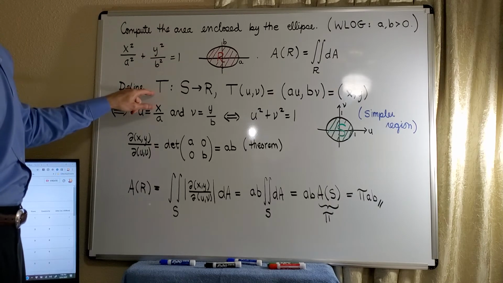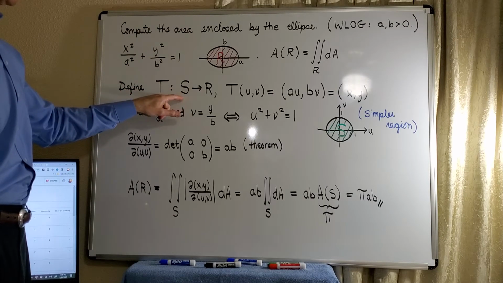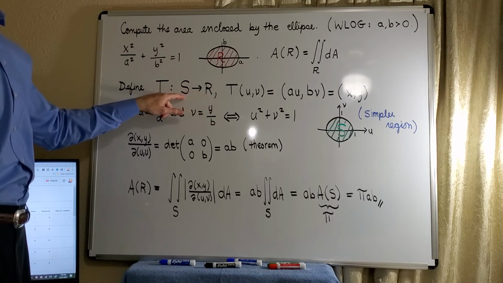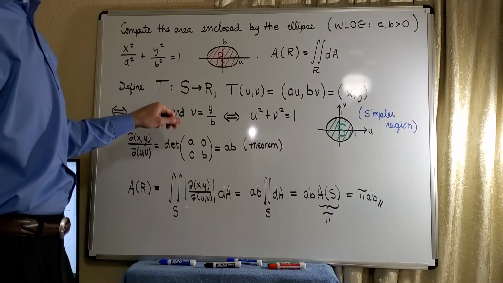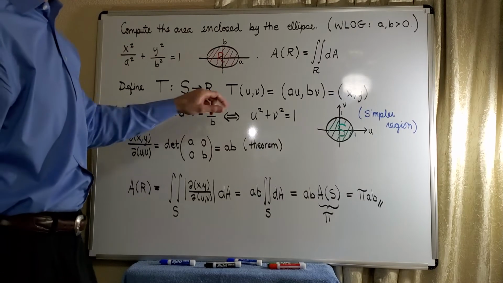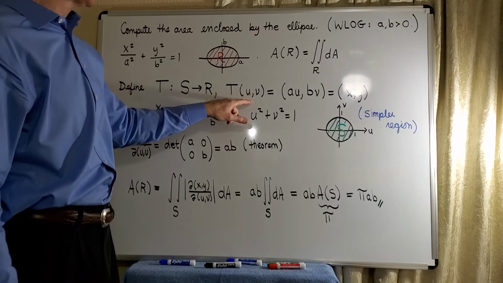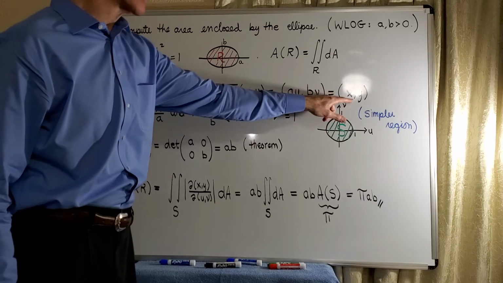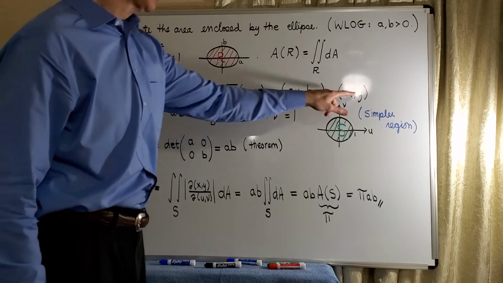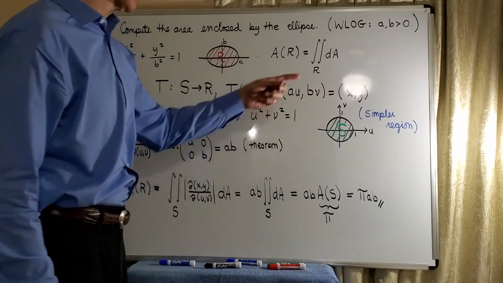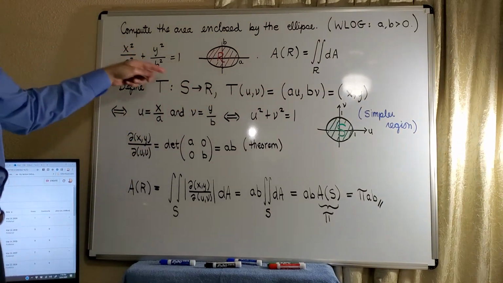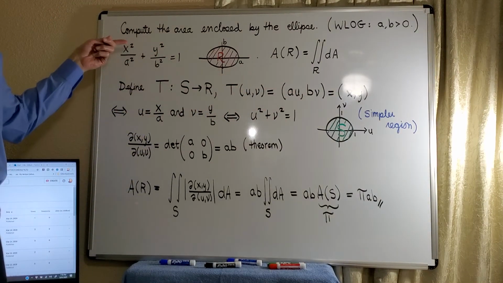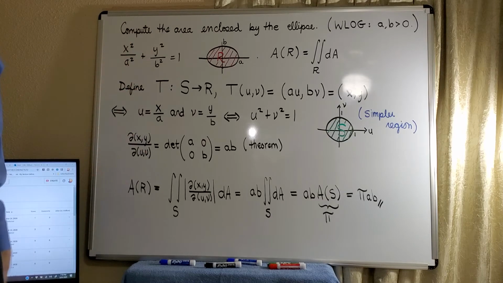So we're going to define a transformation from S into R, S being the region that we're trying to figure out in terms of new coordinates. And so we have T of (u, v) equal to (au, bv). That is, x is equal to au and y is equal to bv. And so we've actually tied this transformation back to our equation for the ellipse.